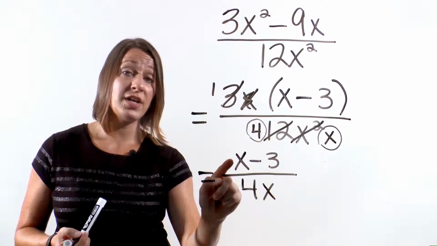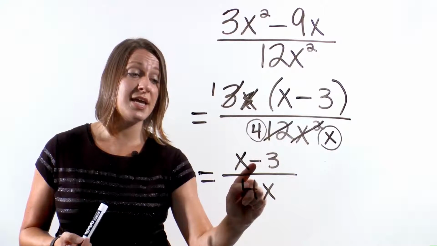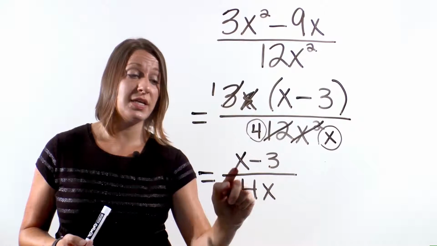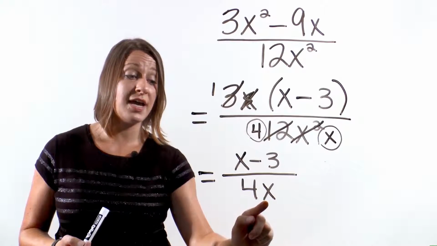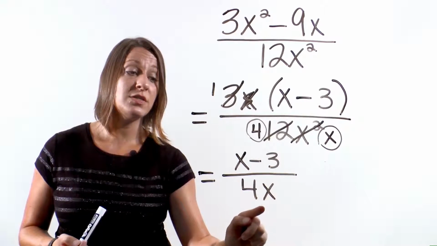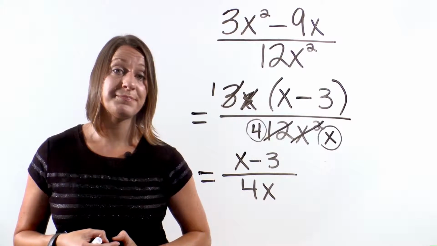Even though we do have an x on top and we do have an x on bottom, this x is connected to the minus 3. That makes the binomial. So it cannot cancel with this x. That's a monomial. So this is our final answer. X minus 3 over 4x.